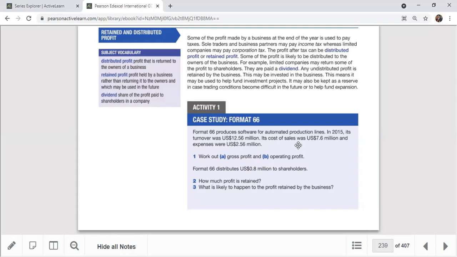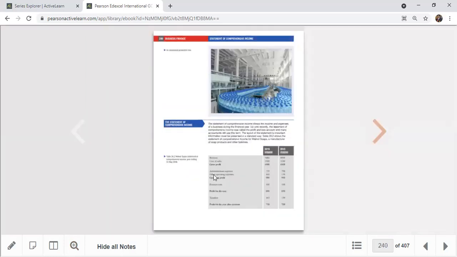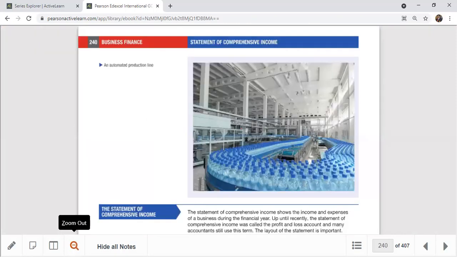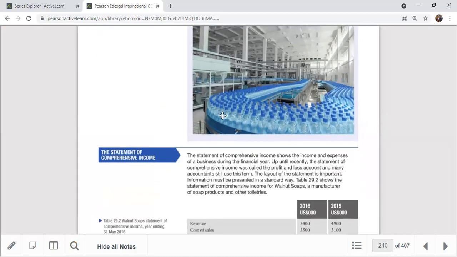That's why savings are really important if you're a person. Personal savings are also important. If you're a company, definitely savings are important, right? You can see here now the automated production line they have given in this business.